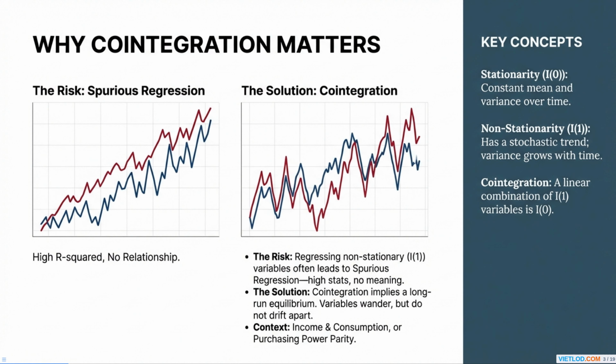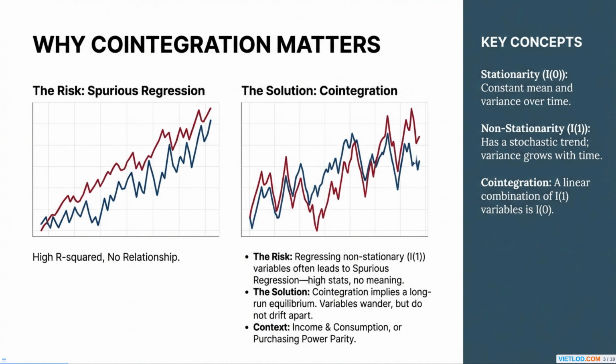Cointegration provides the solution. It indicates a genuine long-run equilibrium between non-stationary variables. As shown in the solution, cointegration, graph on the right, while the variables may wander in the short term, they do not drift infinitely far apart. They are fundamentally linked and maintain a stable relationship over the long run. The context for this could be relationships like income and consumption, or purchasing power parity, where variables might move together over time. To clarify these concepts, let's define some key terms.